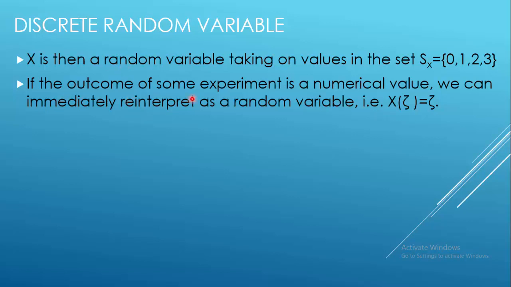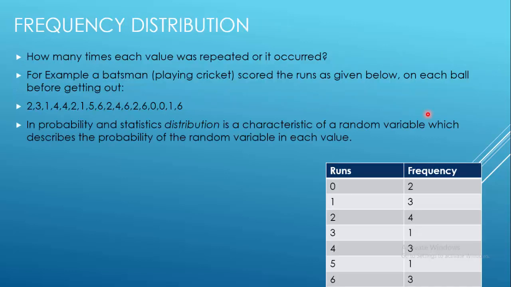If the outcome of some experiment is a numerical value, we can immediately reinterpret it as a random variable. So that is X(ζ) is equal to simply ζ itself. How many times each value was repeated or occurred? What is frequency distribution? We have to see how many times a number or that value was repeated.